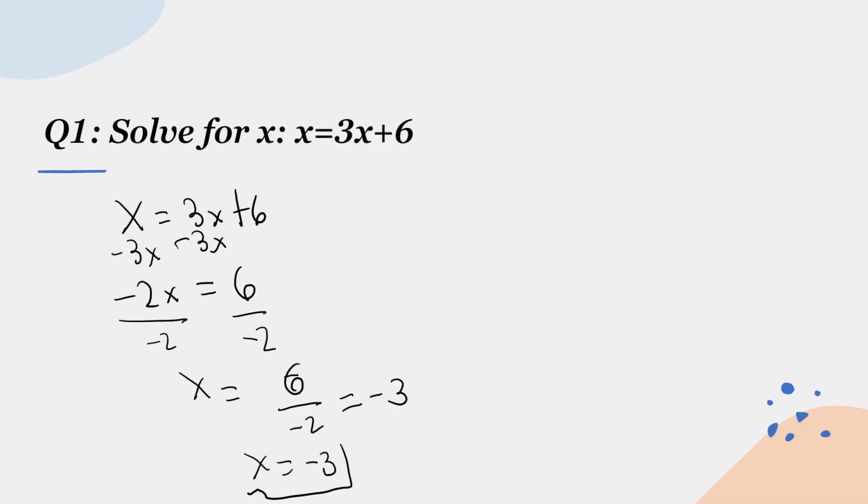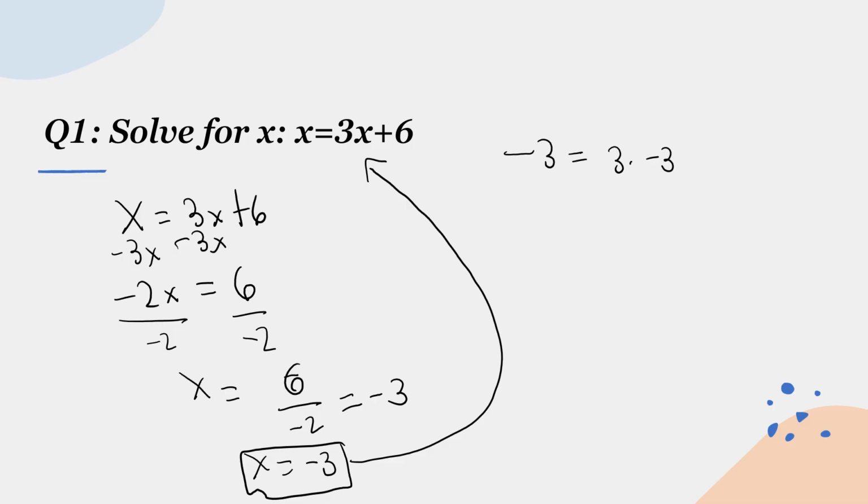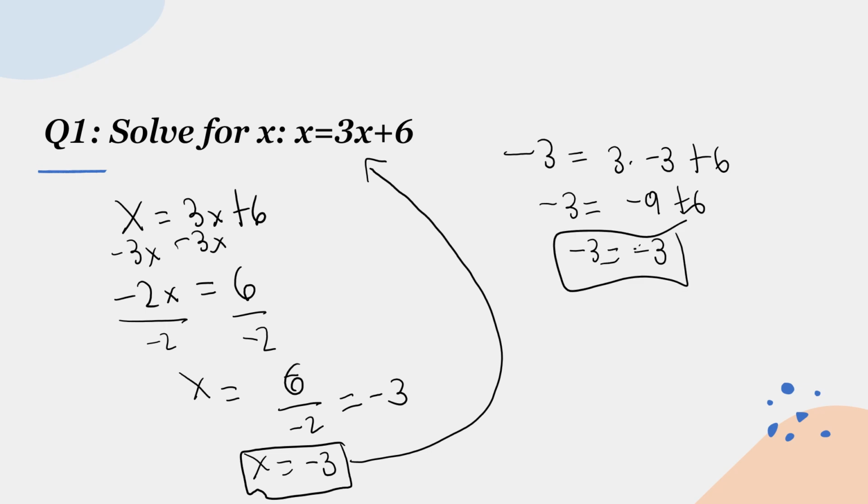What a lot of people do is that they check their answer by plugging it back into the original equation, seeing if it makes a valid equation. So let's do that. Minus 3 is equal to 3 times negative 3 plus 6. You get minus 3 is equal to negative 9 plus 6, and minus 3 is equal to minus 3. And this is a valid equation, so this is the correct solution.